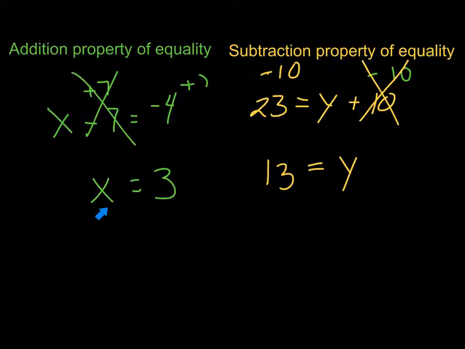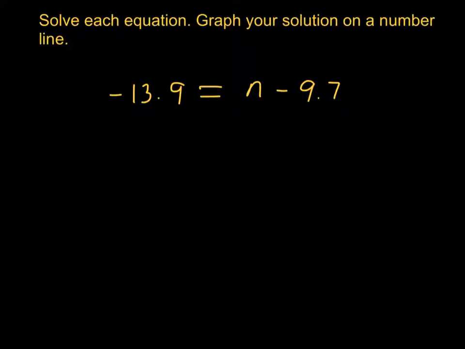And then once you solve, you want to make sure that your answers make sense. So we're saying x is 3. I plug in 3 here. 3 minus 7 would give me a negative 4. That's right. And here we're saying y is 13. So 13 plus 10 is 23. Those make sense. So here I'm asked to solve each equation and then graph the solution on a number line.